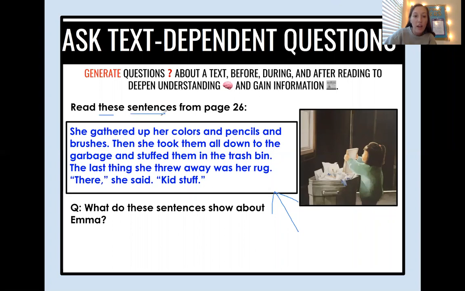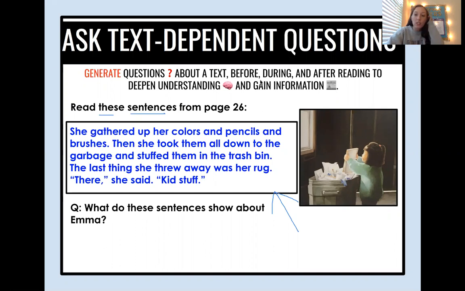We read the question, or the blue part. Now let's look at the question. What do these sentences show about Emma? So what do we learn from Emma after reading these sentences? And we want to use our same thinking steps from before. Do you guys remember what the first thinking step was? That's right. The first thinking step was to look at the picture.